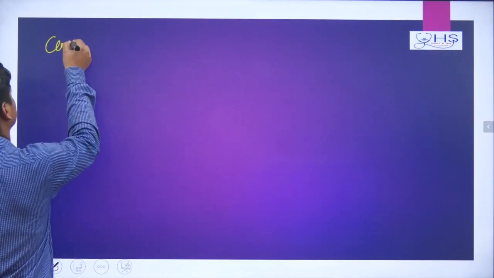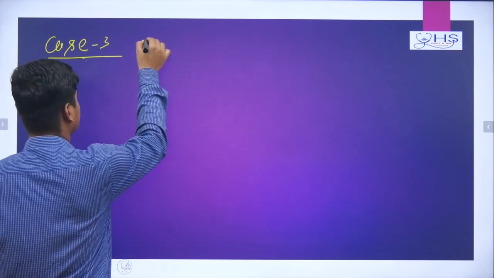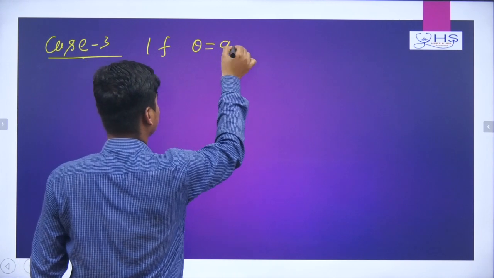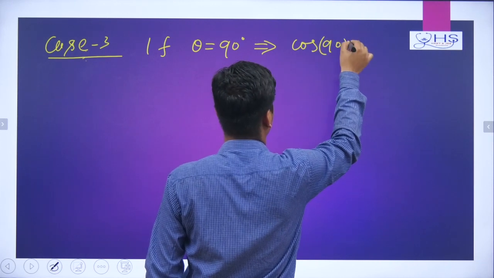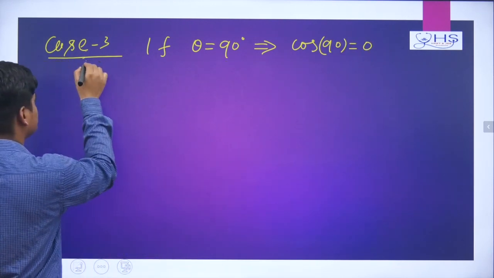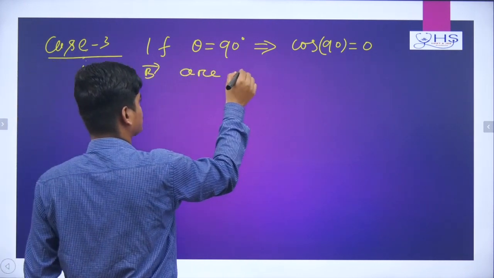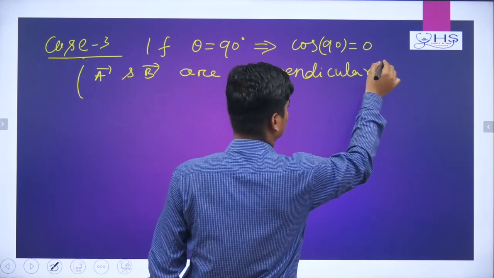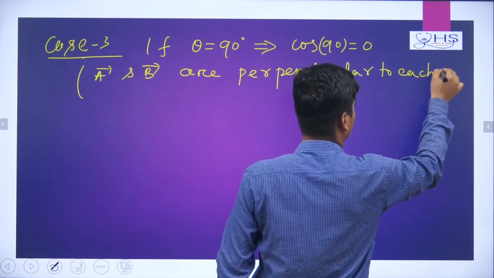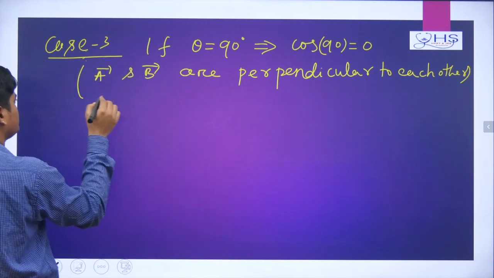Now I will go to the next thing, that is your case 3. So what is case 3? In this case 3, if theta equals 90 degrees, cos 90 or cos theta is nothing but 0. If theta is 90 degrees, that means the A vector and the B vector are perpendicular to each other. Or you can write that the angle between them is 90 degrees.